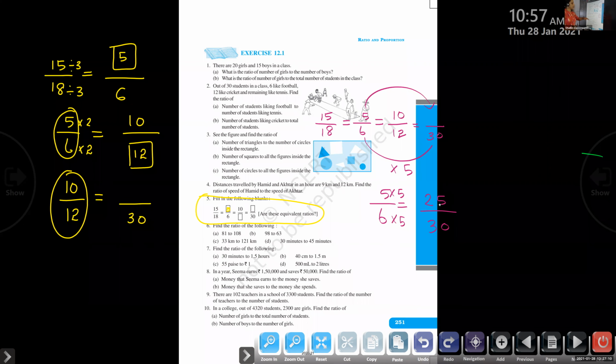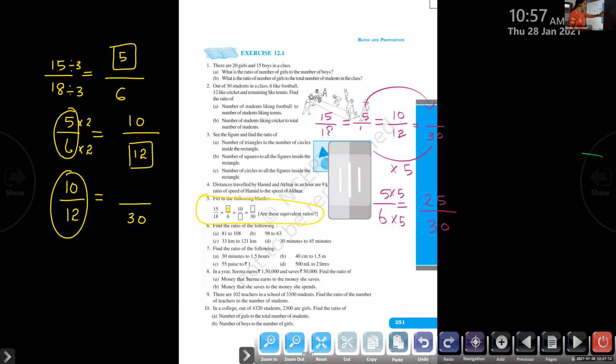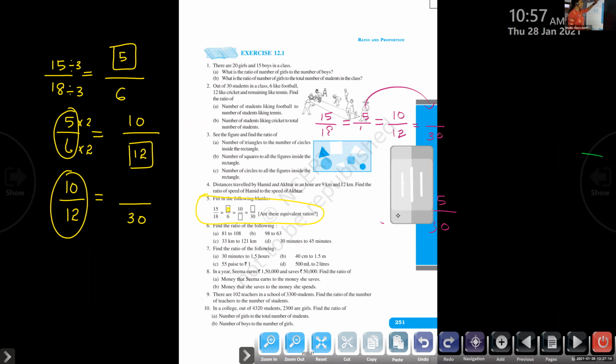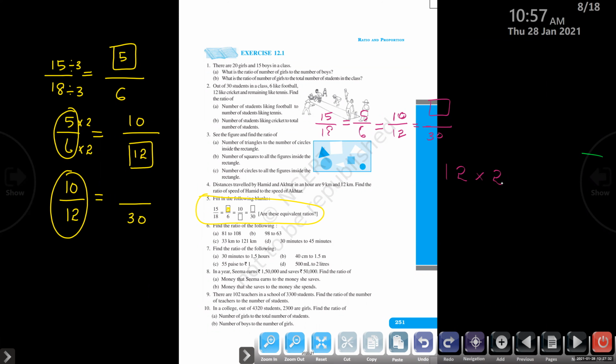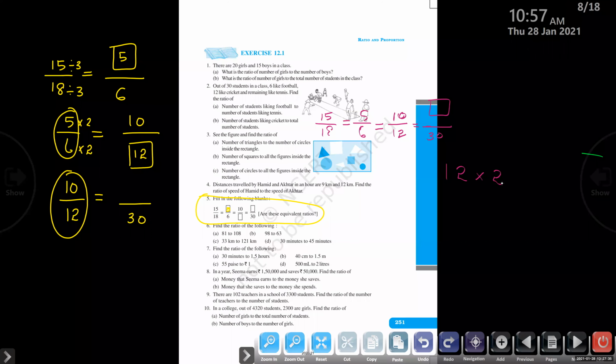Yes, ma'am. So if you do not get any direct connection, you go and check the other fraction also. Clear, children? So are these equivalent fractions now? Yes, ma'am. Okay, so these are equivalent fractions. And one more thing. 12 into 2. What is 12 into 2? 24. Clear?